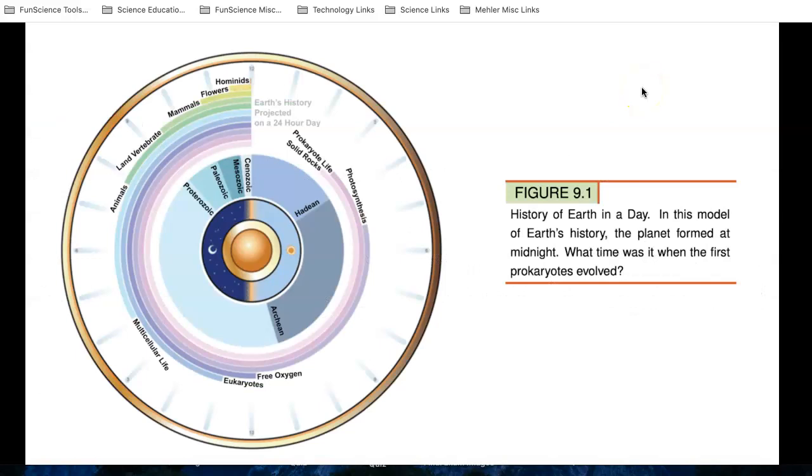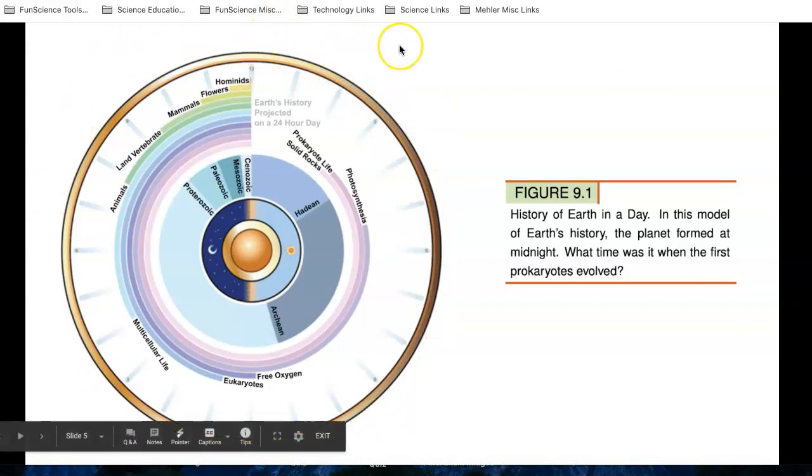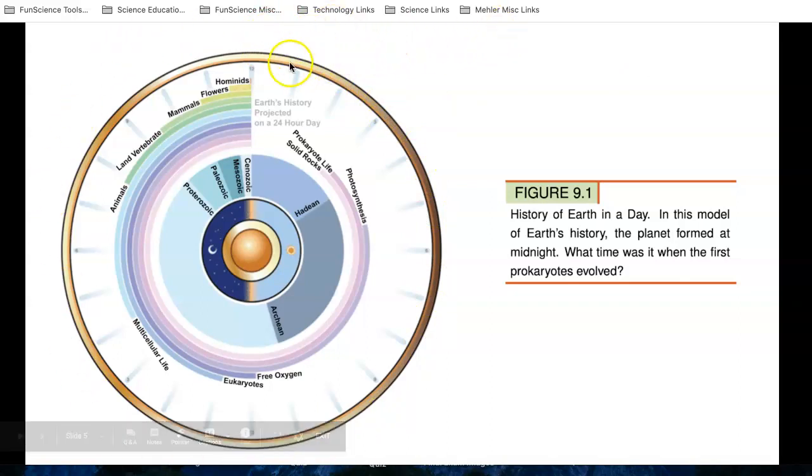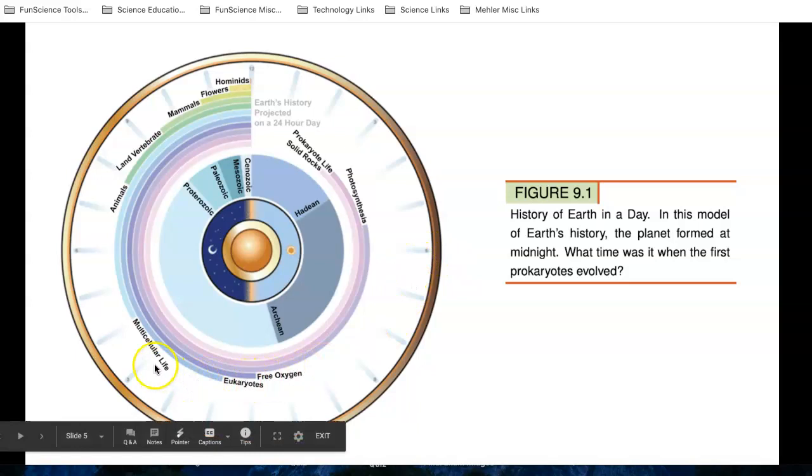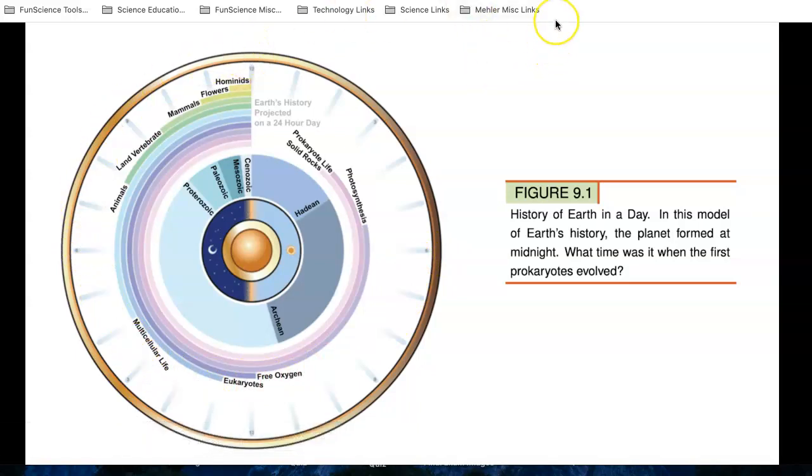So one of the things that's really difficult is to give students a perspective on life on our planet. And what your textbook does with this diagram is to try and give you a perspective on when things evolved. So this round sphere you see here represents a 24-hour clock. So here's 1 o'clock, 2 o'clock, 3 o'clock, 4, 5, and 6 o'clock, all the way down to 12 o'clock, up to 18, and up to 24. So let's take a look at this.